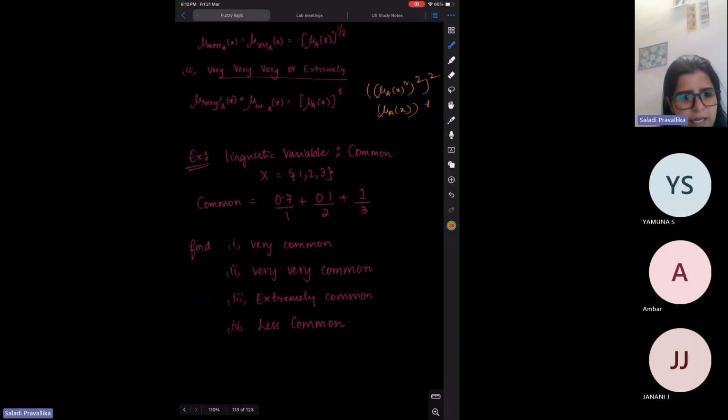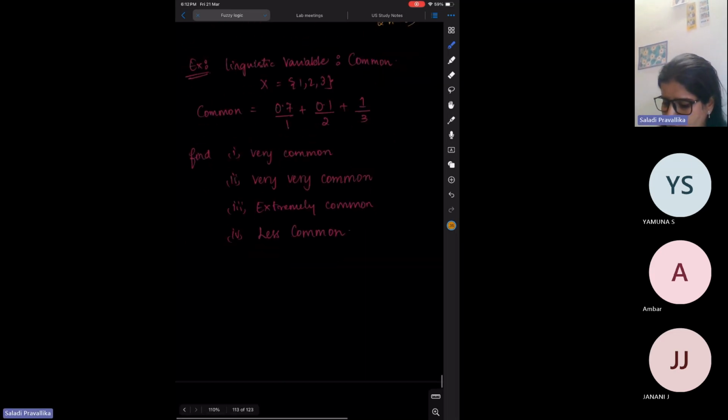Okay. Let's do an example. Here, let us say we have a linguistic variable called "common", and then we have a universe of discourse as 1, 2, 3. And the fuzzy set of common is 0.7 given 1, 0.1 given 2, and 1 given 3. So I want to know about "very common". Okay. So let's do this one together. So the first one is "very common".